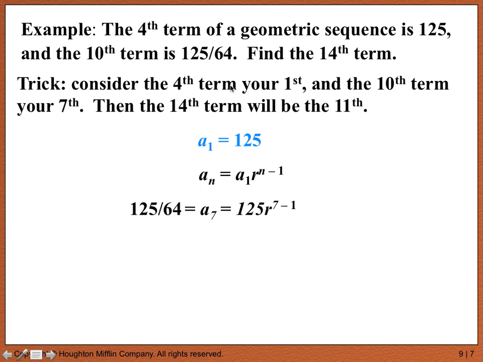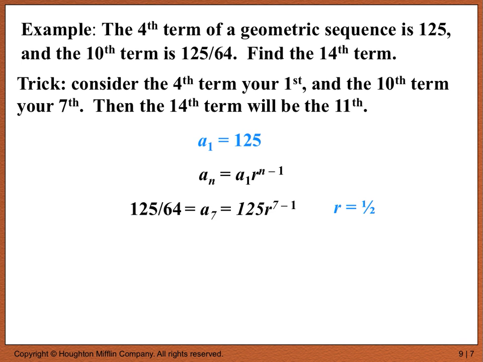125 over 64, that's given to me in the problem. Now, it's given to me as my 10th term, but remember, I've now considered these terms differently. And so the 10th term now becomes the 7th. All right? If the fourth term has become the first, then the 10th term becomes the 7th. And that's why I have 7 as my subscript here. So 125 over 64 equals a sub 7. Then I just fill in the formula. 125 is my a sub 1. And then r to the 7 minus 1 power. And what I do then is I solve for r. Simply solve for r, and I find that r equals 1/2.